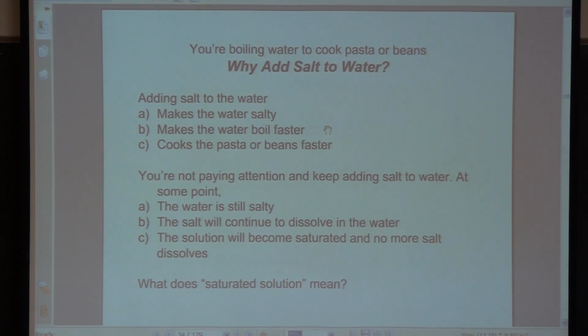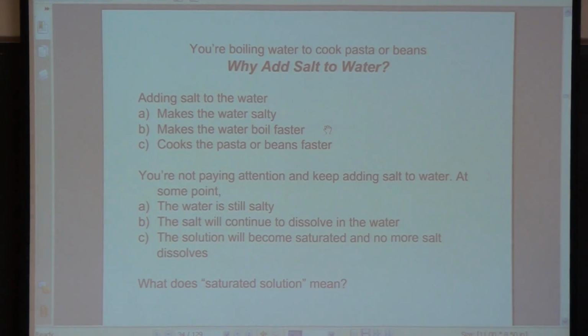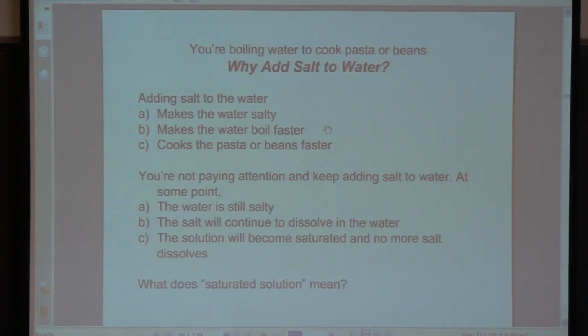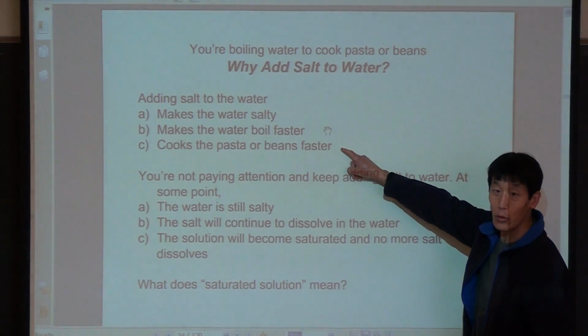Okay, so but to get to boiling, it says that adding salt makes the water boil faster. A makes the water salty. Well, obviously. Yes. Make the water salty. Who says B makes the water boil faster? Okay, who says C cooks the pasta or beans faster? Yeah, so you know that A is correct. It turns out that C is also the correct answer too.